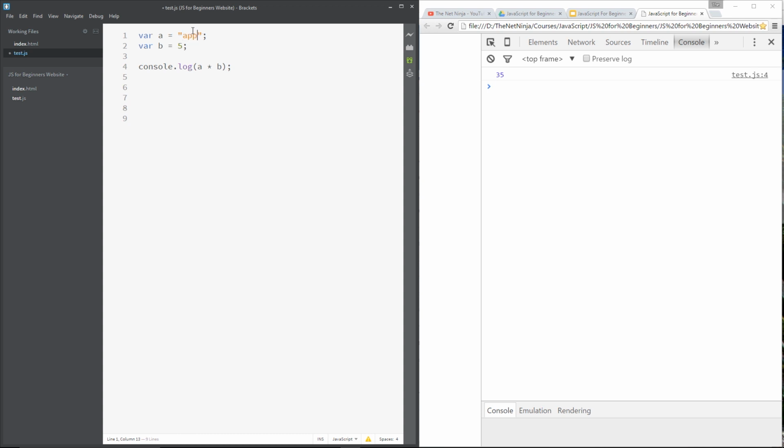However, if we were to write apple there, we cannot times 5 by apple. Yeah, we could get 5 apples, but that's not the way JavaScript works. That will return us NaN, which stands for not a number. It's basically saying to you, look, whatever you've done does not make sense. I can't times apple by 5. Go back and fix your code.